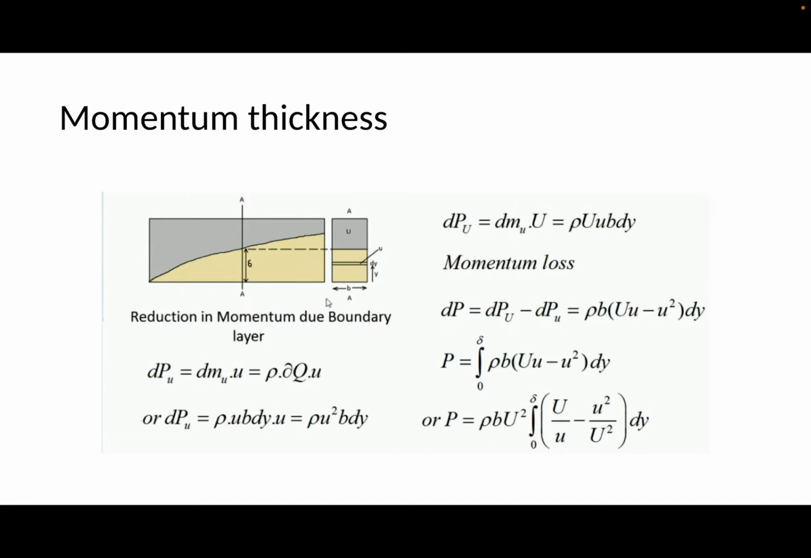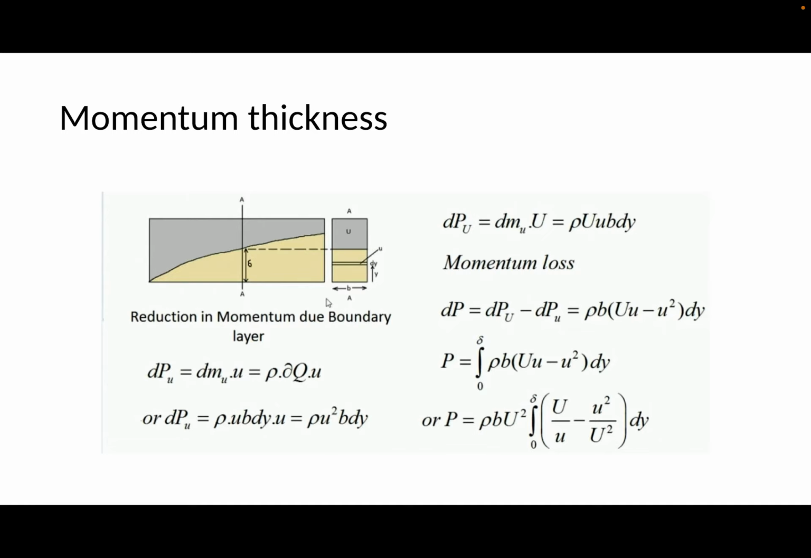Then momentum thickness, you can say that: to compensate for the reduction in the momentum flow rate is called momentum thickness. Next, what is energy thickness? To compensate for the reduction in the rate of flow of energy is called energy thickness. So why does it have to compensate? Because of the formation of the boundary layer.